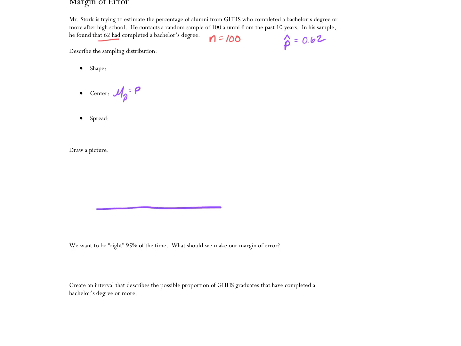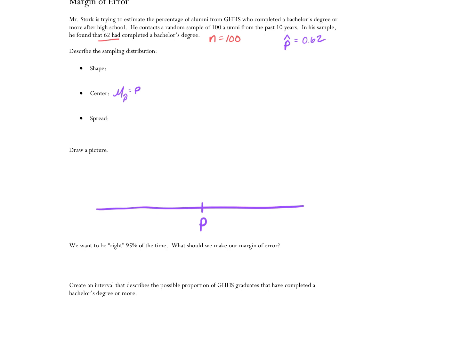So I'm going to draw a picture here. I know the center is p, and we know our p-hat is 0.62, but that this p-hat could be here, it could be here, it could be here, it could be here. We don't know where our p-hat is relative to p, but we know it's somewhere on this graph. Everybody good so far?